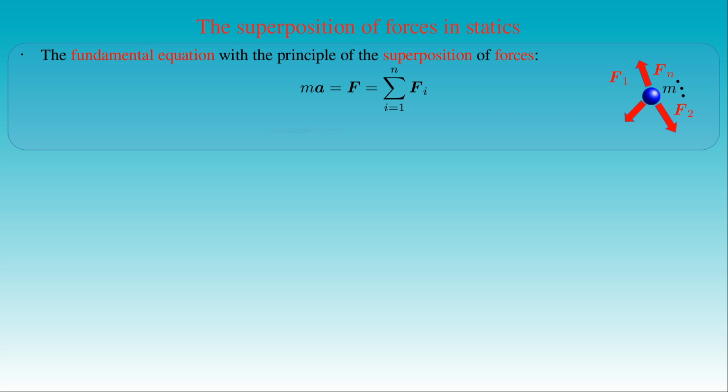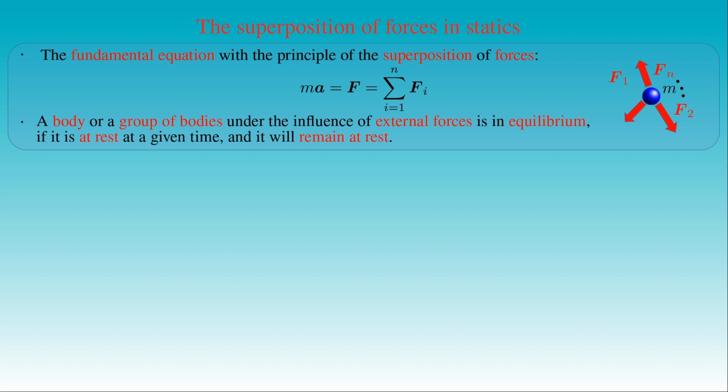A body or a group of bodies under the influence of external forces is in equilibrium, if it is at rest at a given time, and it will remain at rest. For example, a point mass performing simple harmonic motion is not in equilibrium in the turning points of the oscillation, since its velocity is not zero there. The question is under what condition a point mass at rest will remain at rest, while forces act on it.